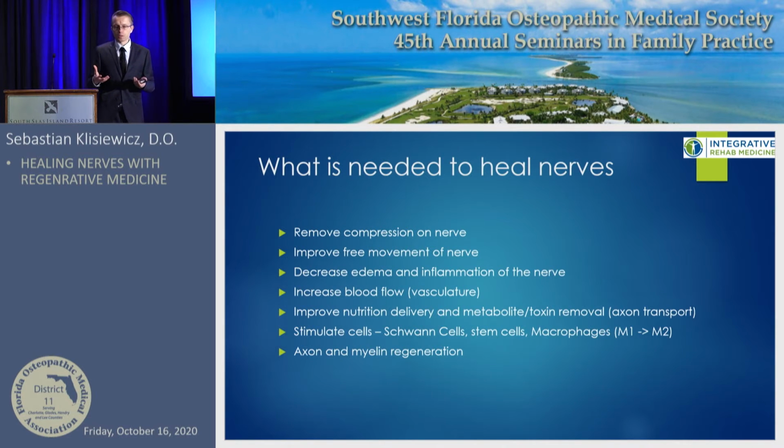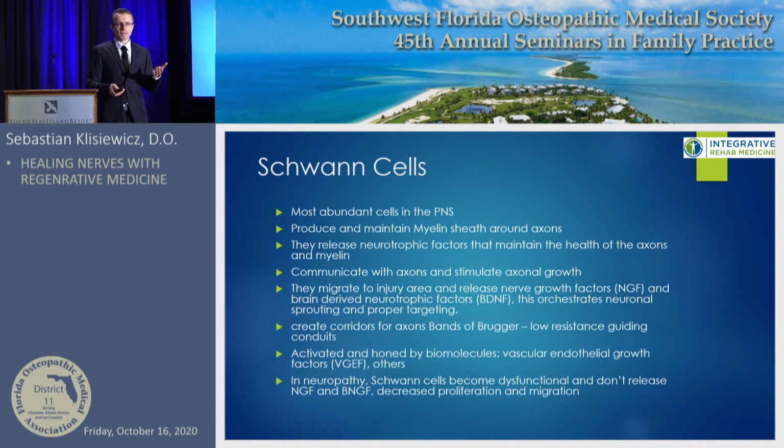Improve the nutrition delivery. So again, we want that axon transport system to be healthy for the nerve to heal. And stimulate cells like the Schwann cells. Can we do something to help the Schwann cells go in there and start helping the axons and the myelin healing? Stem cells, can we recruit stem cells to that area? Can we get the macrophages to go from M1 to M2? What can we do?